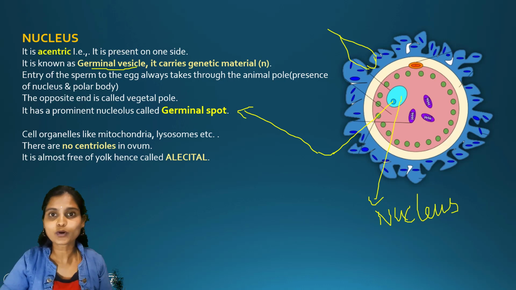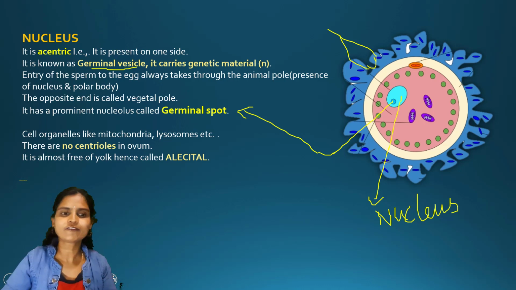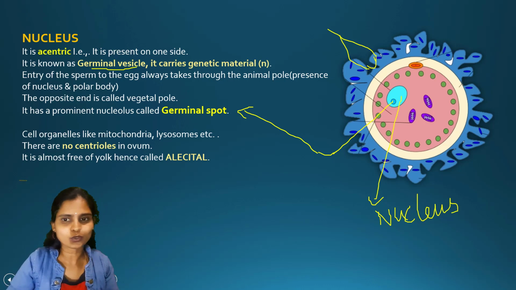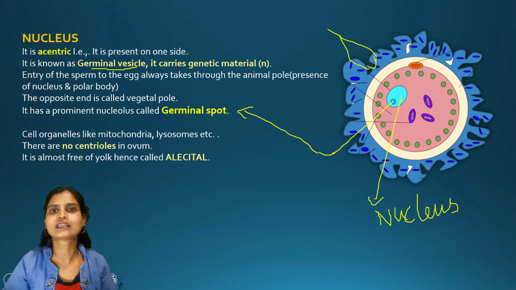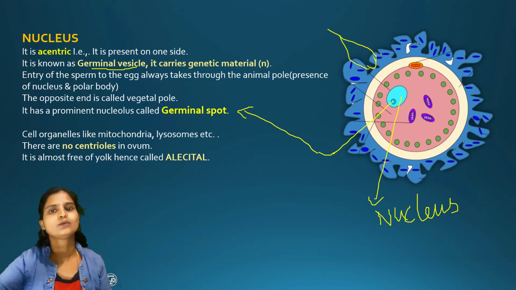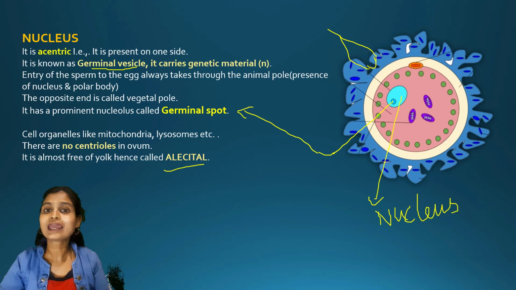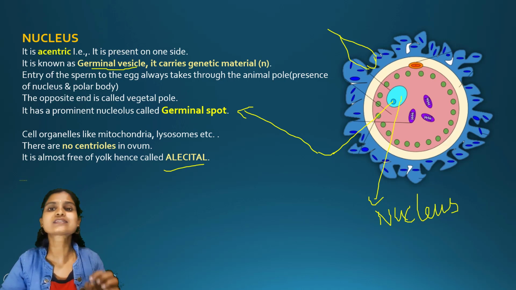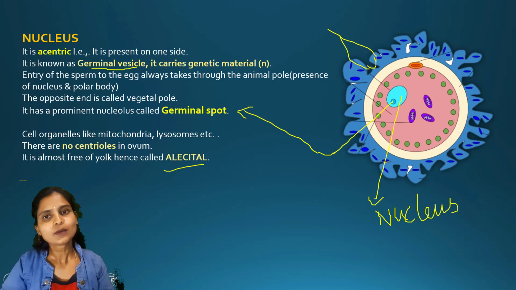The nucleolus plays an important role, producing proteins responsible for the synthesis of ribosomes. As I already told you, cell organelles such as mitochondria and lysosomes are present, but it does not consist of centrioles. And of course, the human ovum is alecithal. Yolk is absent, or if present, it is negligible, a very minute amount.